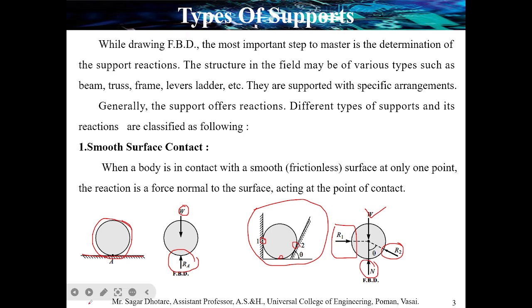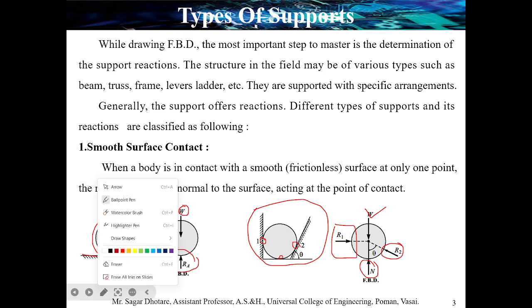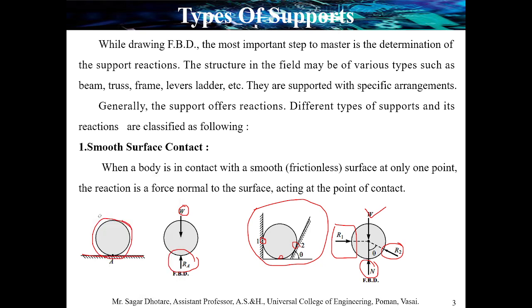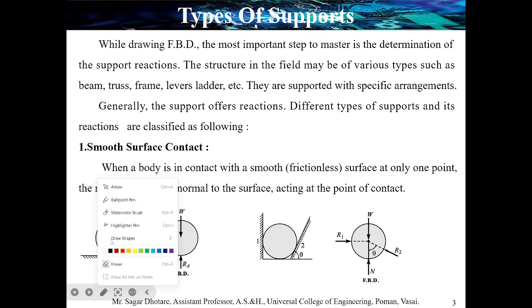Okay, so normally whenever you are converting any kind of problem into the simple free body diagram, you have to consider the type of reaction. Okay, so if you have a simple smooth surface contact, then you have to refer to these reactions.